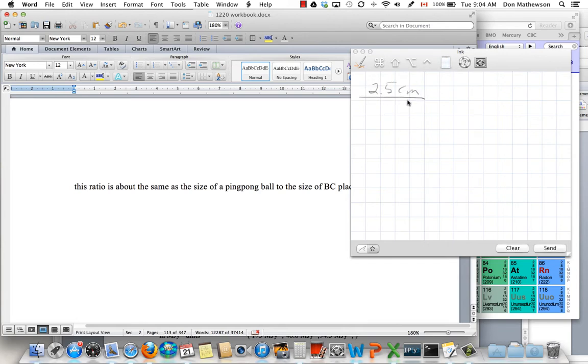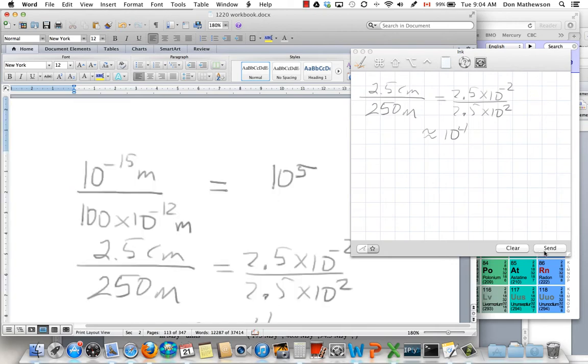And BC Place, well, the football field would be 100 meters long. Add another couple of 100 meters for the seating, etc., say about 250 meters. And let's see what that is. That'd be 2.5 times 10 to the minus 2 over 2.5 times 10 to the 2. That's about 10 to the 4. So I guess it's 1 order of magnitude less, but you can get some decent visualization just from putting a ping pong ball at the center of a large stadium and realizing that that is about the ratio of the nucleus to the atom.